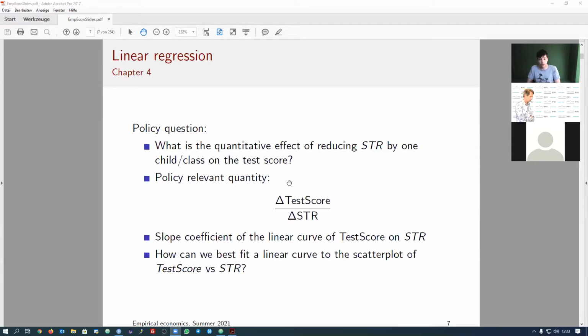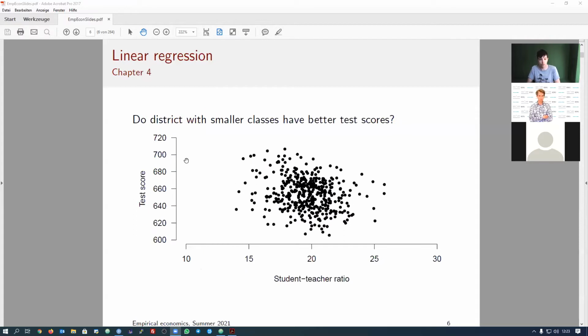Now one question that remains is how we can best fit a line through this scatter plot. What would be the best, so to speak optimal, line that we can put directly through this cloud? And Mr. Trede is going to take over to tell you how to do that.